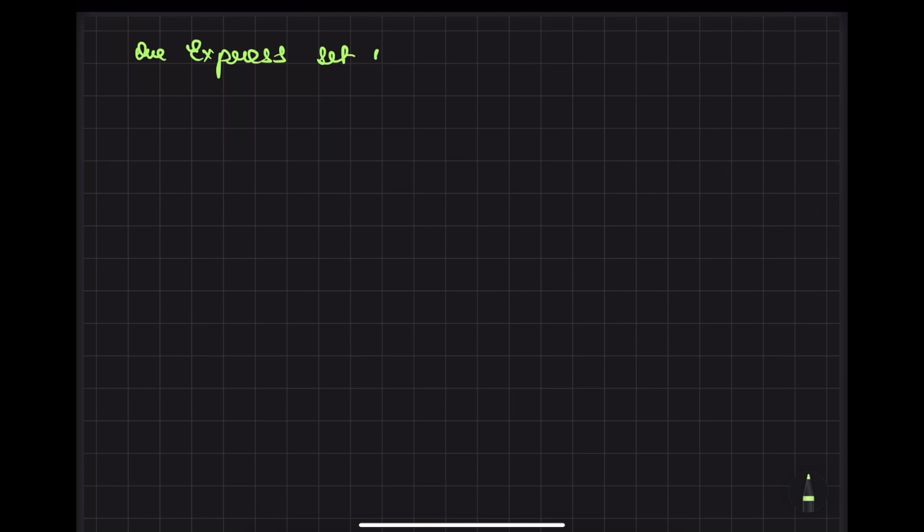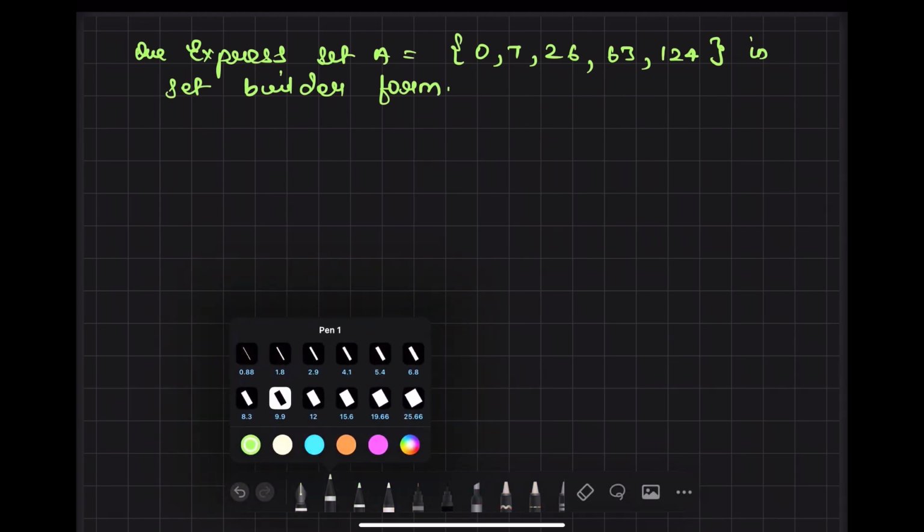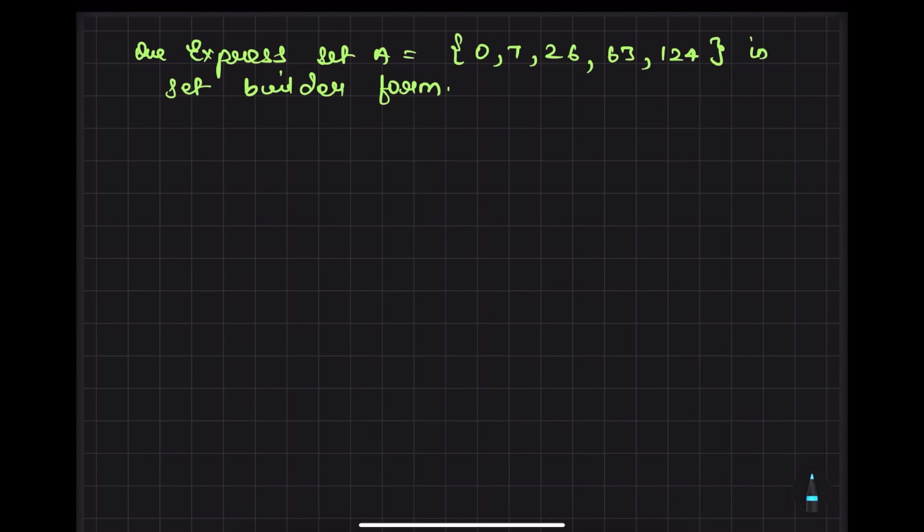express set A equals 0, 7, 26, 63, 124 in set builder form. Now look at this. They have given you the question in roster form and they want you to write down its set builder form. So look at this, how we will respond.